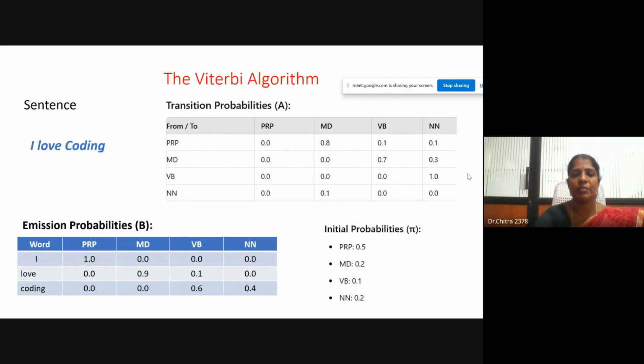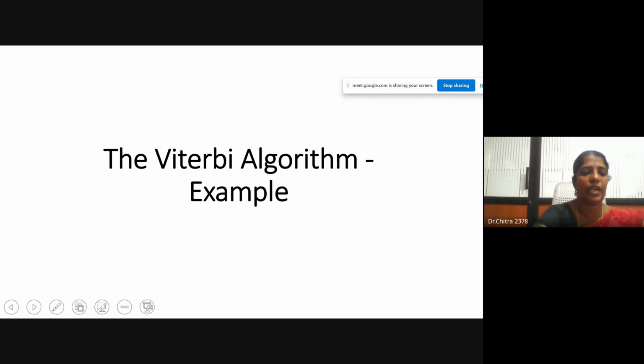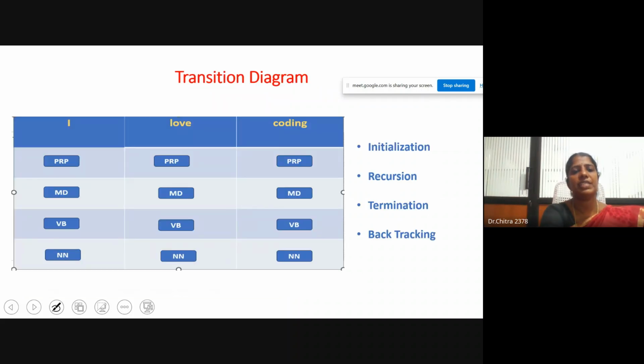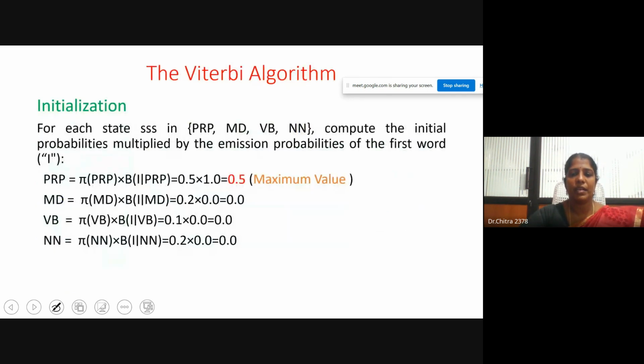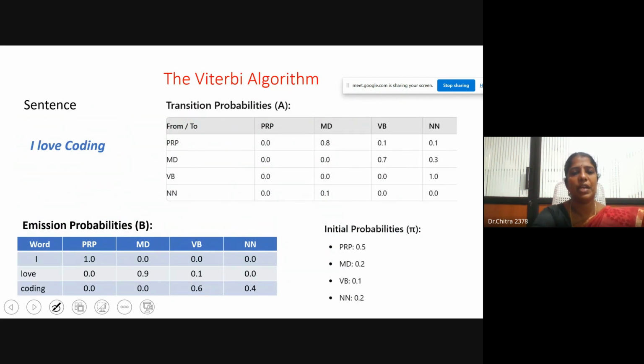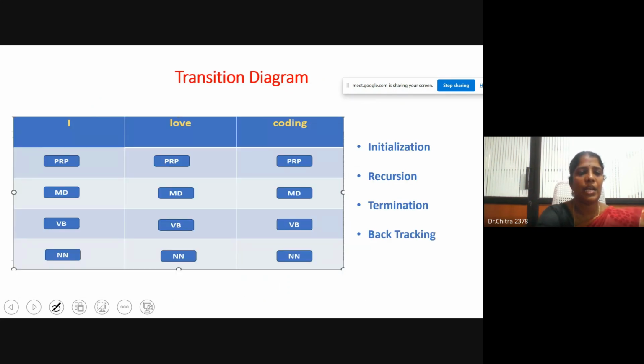To draw the transition diagram, consider the things given. What are the parts of speech given? PRP, MD, VB, NN. Similarly, the sentence is "I love coding." These are the given probabilities. So first write "I love coding." For I, write all the tags: PRP, MD, VB, NN. For love also, write PRP, MD, VB, and NN. For coding also, write PRP, MD, VB, NN. We are going to find the possible connections from the first word, I, to coding. That is our objective.